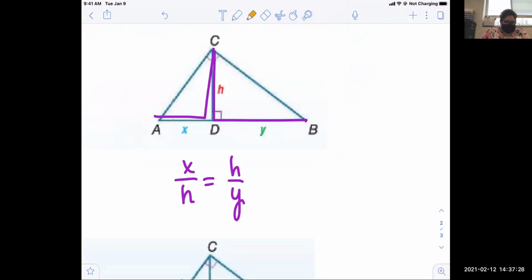Now notice how you have H in the opposite corners, and also notice how we traced H twice. That's getting traced twice, that's why it's showing up twice in the proportion. That means H is the geometric mean of X and Y because it's an opposite corner of the proportion like that.